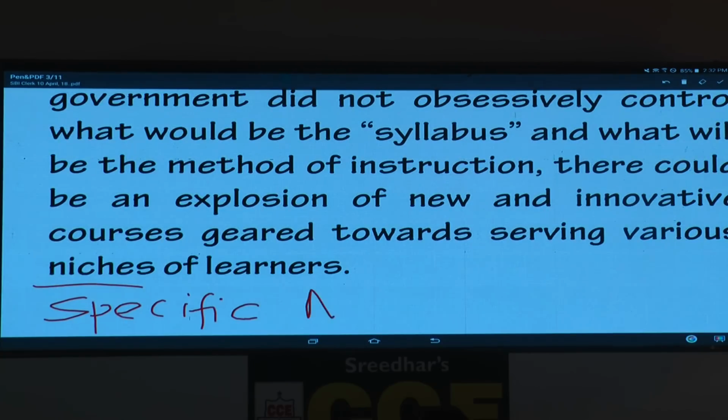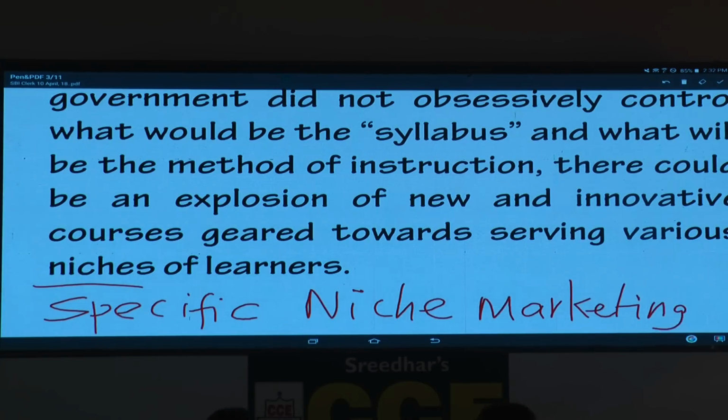Generally, this goes with business terminology. The combination word is niche marketing. Not general marketing. You are catering to a particular segment of the society. Then you target them. That is called niche marketing. That's an important word, but it goes with business terminology.